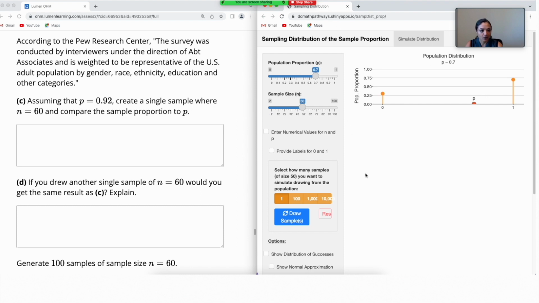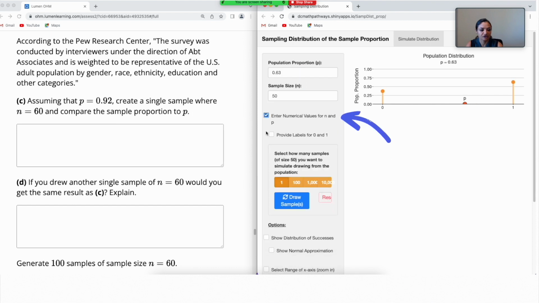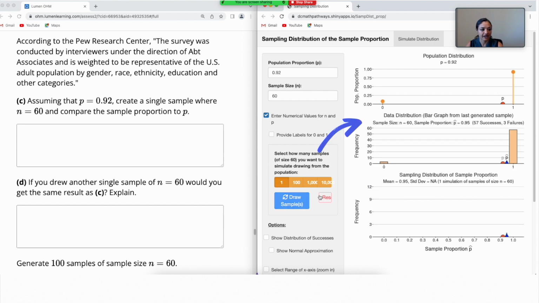So let's go over to our statistical tool here. You can either toggle these however you want, or you can actually enter numerical values. So I'm going to go ahead and enter numerical values. So let's use 0.92 and sample size 60 as stated in the problem. We want a single sample, and then I'm going to draw it. And let's see what happens.